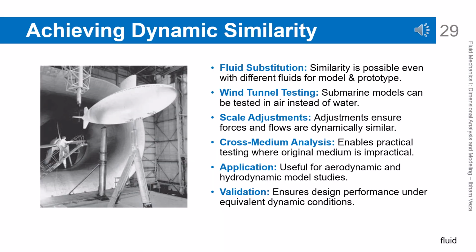Achieving dynamic similarity. Dynamic similarity can still be achieved even when the model and the prototype use different fluids. The key is to adjust the scaling parameters so that the relevant dimensionless numbers remain the same. For example, a submarine model can be tested in air with appropriate scaling adjustments. This approach makes testing more practical and economical. In this way, the behavior of the real system can still be predicted reliably.